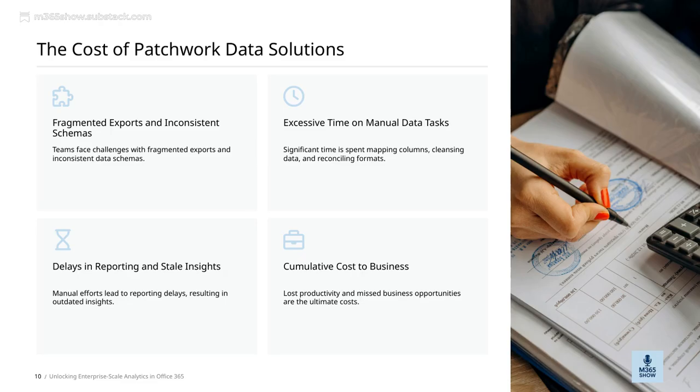Let's talk about the true costs of patchwork data solutions. When organizations rely on manual, disconnected methods, the impact goes beyond just technical issues. It affects the bottom line. Lost productivity and missed business opportunities are ultimately the biggest costs we face. As we look at the cumulative cost to the business, it's clear that manual efforts often lead to reporting delays. These delays mean that insights become outdated by the time they're actually used, which can hinder decision-making and agility. A lot of time is spent on mundane tasks like mapping columns, cleansing data, and reconciling different formats.